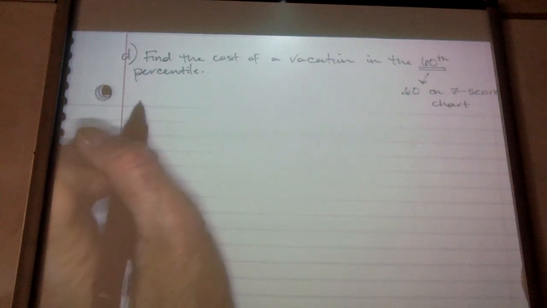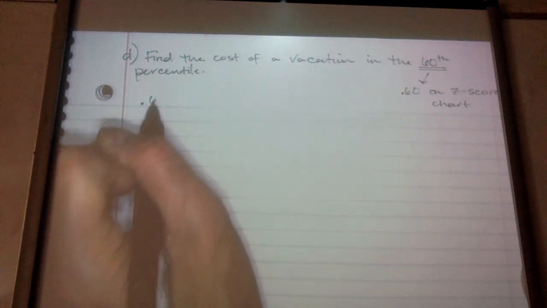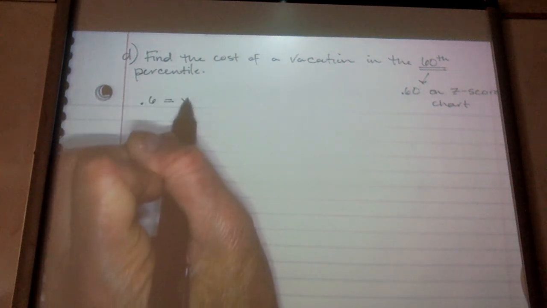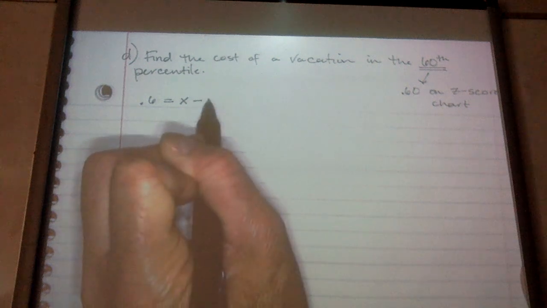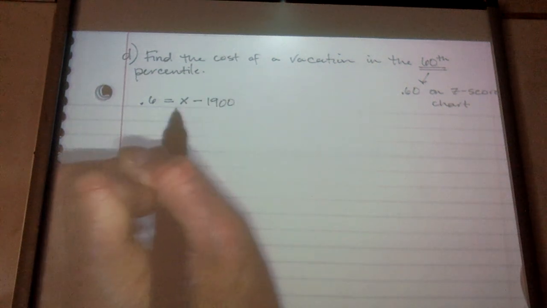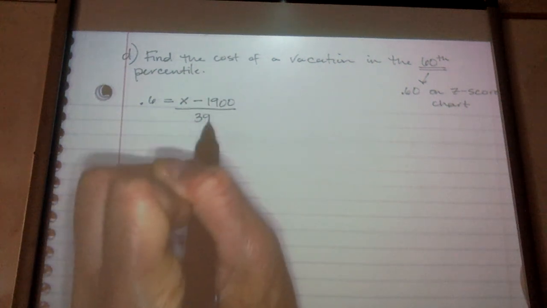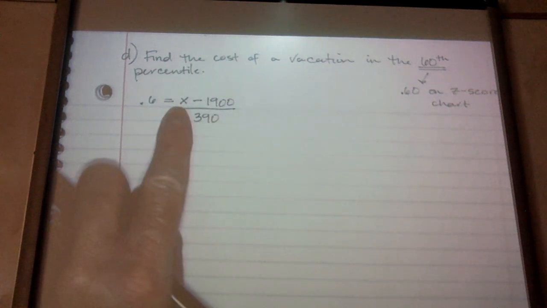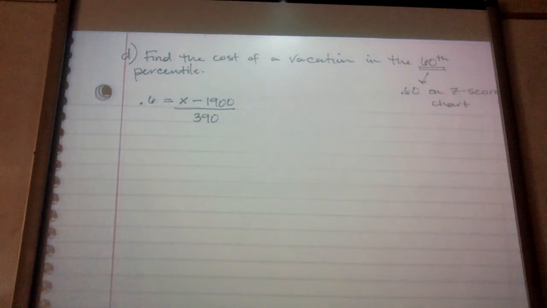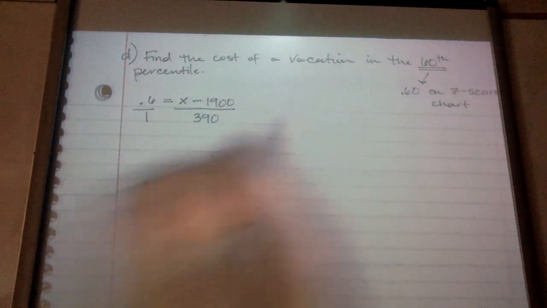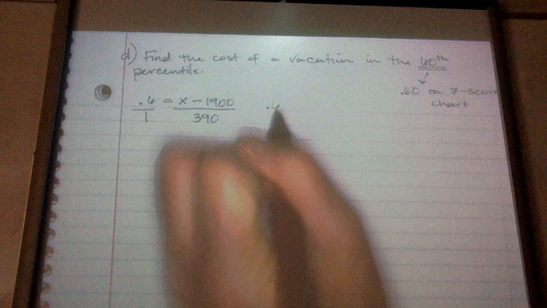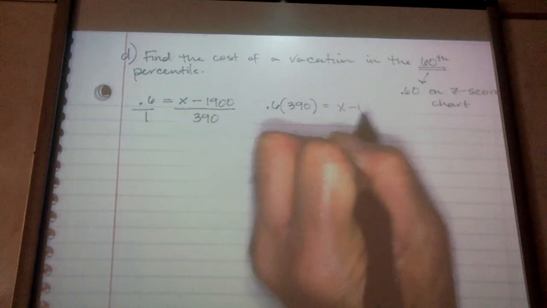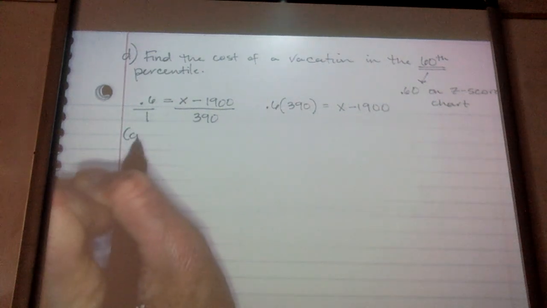So I know what my answer is. I know that my z-score is 0.60. I can just leave it at 0.6. What I don't know is the amount spent minus, I know the mean, divided by the standard deviation. So I know what my z-score is. I know the mean and standard deviation. They want to know how much a family spent, the data. So I'm going to cross multiply. So 0.6 times 390 equals x minus 1900. So I cross multiplied.